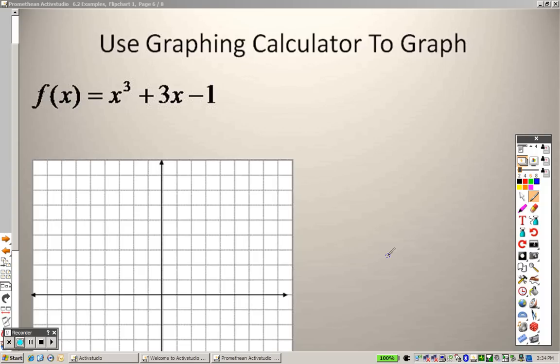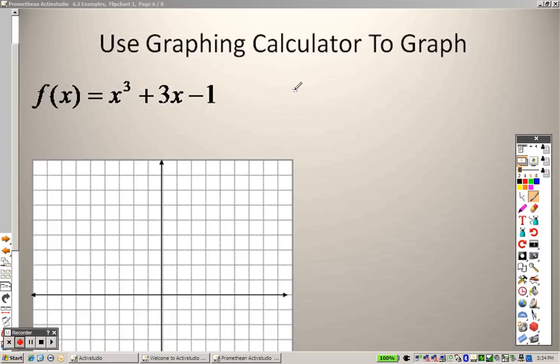Okay, so let's figure out how to use these graphing calculators. 6.2 is graphing of polynomials and synthetic substitution, which we have already done. But right now I want to make sure that we're plugging stuff in on the calculators correctly. That's all I want to make sure we're doing here.